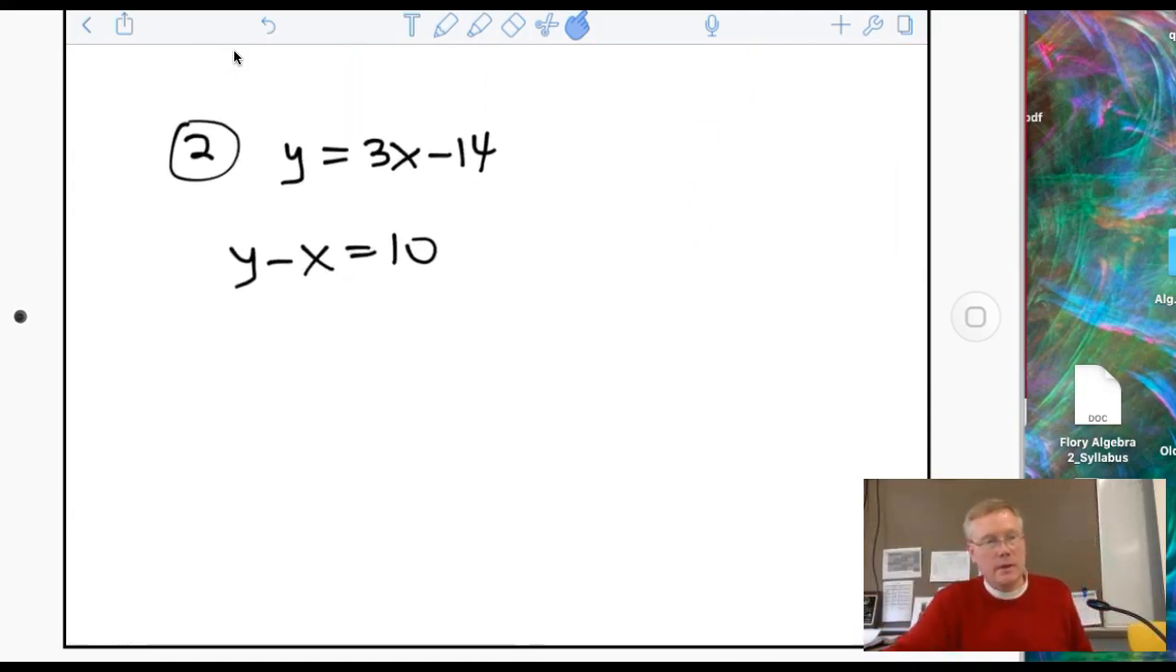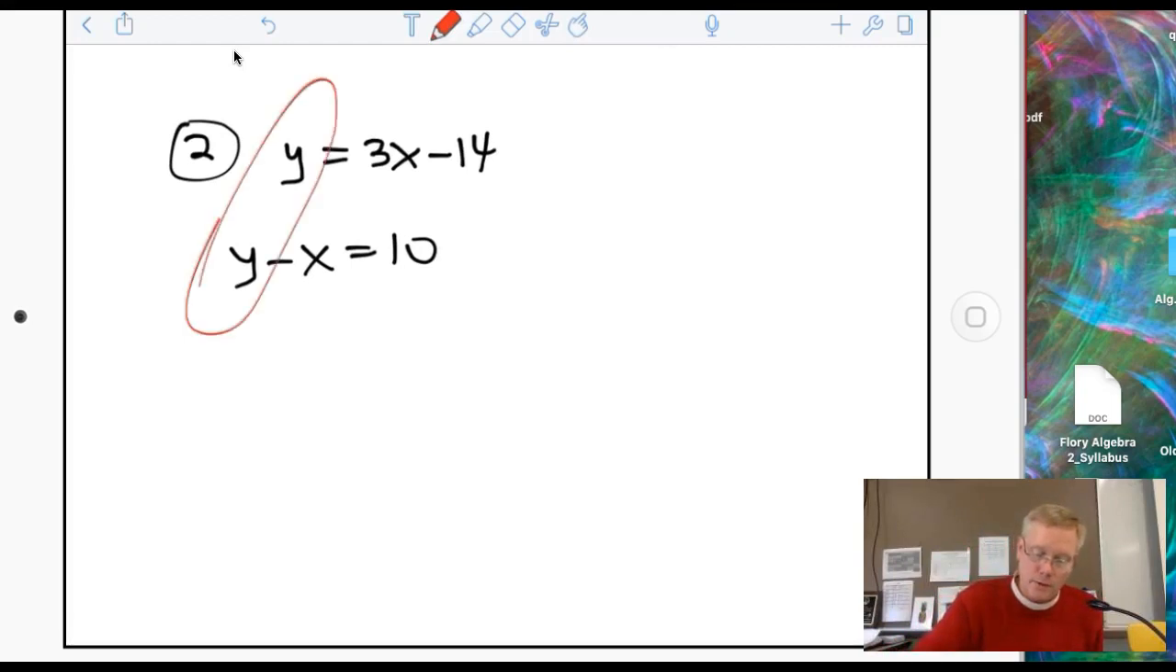Number two is this one. This one's different. It's not lined up right. My y's are in a row, but then my x's are here, and my equal signs are not in a row, which means I've got to do some work to get this all lined up. This one's got y equals. So if I took this equation right here and I wanted to get y equals, I need to get that x away from that side of the equation.